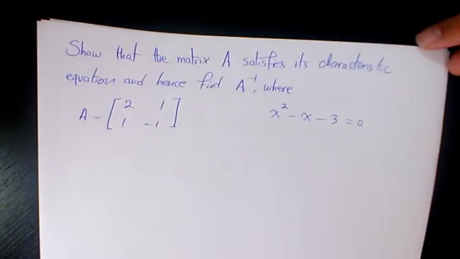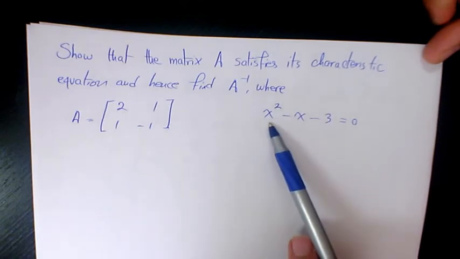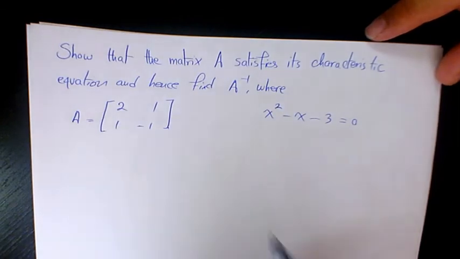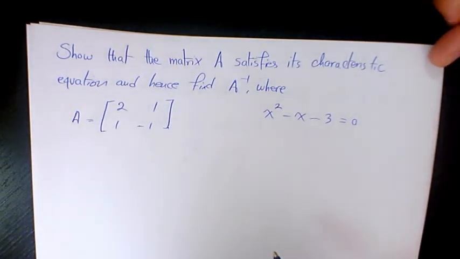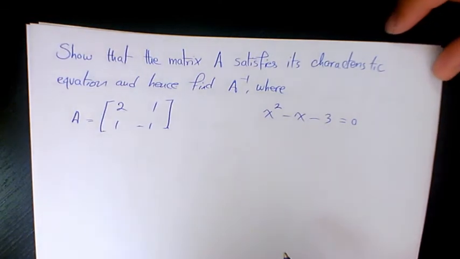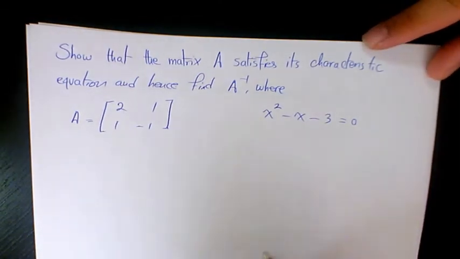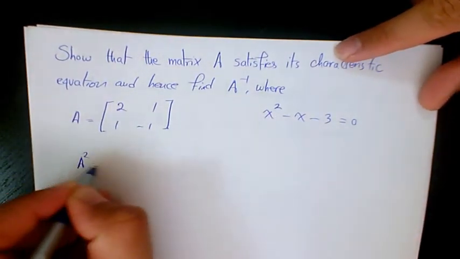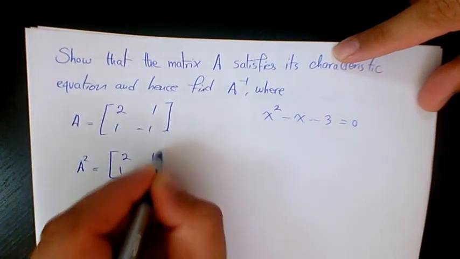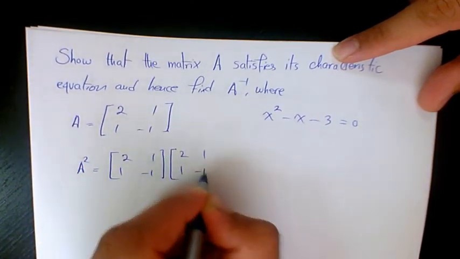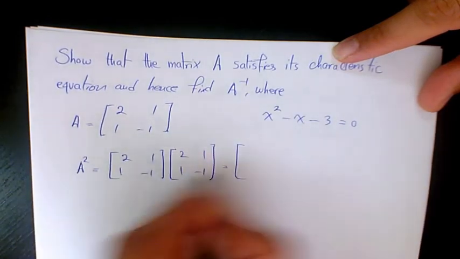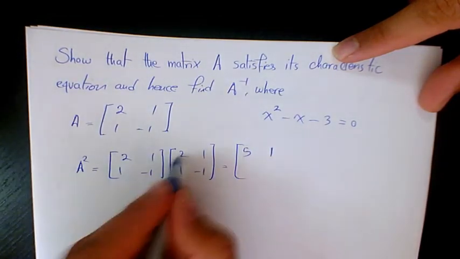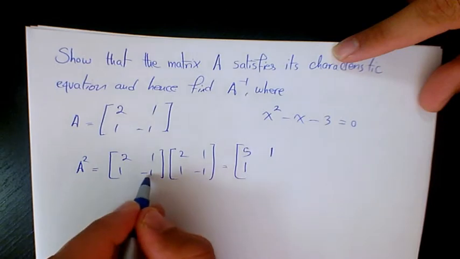Now in this example, we have the characteristic equation that we found in previous examples, I think 2 examples ago. Now we need to show that the matrix A satisfies its characteristic equation, and then find the inverse of A. So we have x squared minus x minus 3. We need A squared, which is 2, 1, 1, negative 1 times 2, 1, 1, negative 1. 2 times 2, 4 plus 1, 5. 2 times 1 minus 1 is 1. 1 times 2 minus 1, 1. 1 times 1 plus 1 is 2.